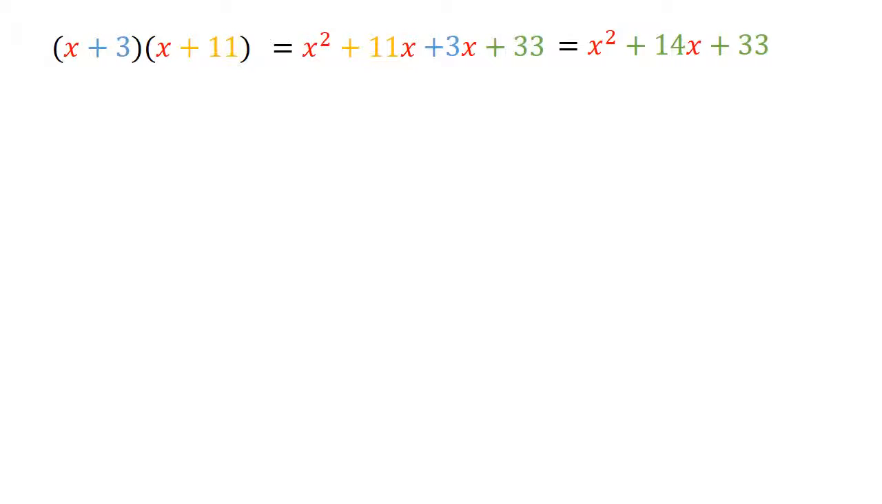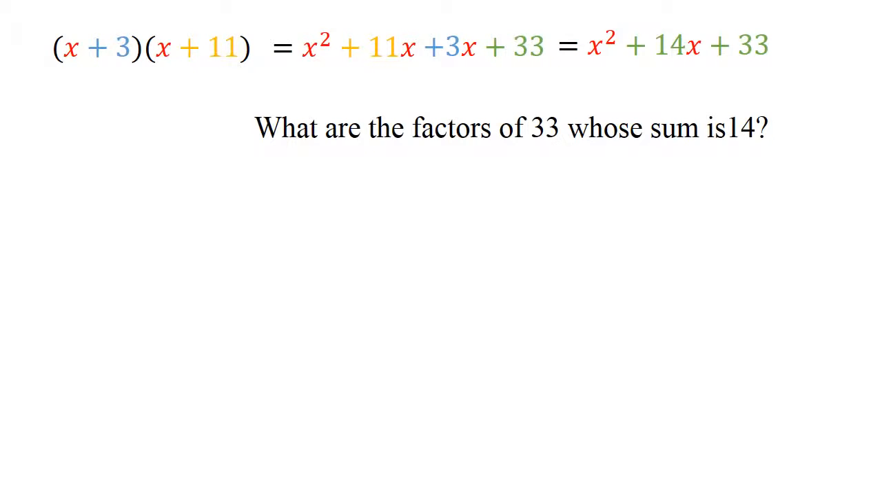So if I was looking at x squared plus 14x plus 33, and I wanted to figure out what those parentheses were, I would ask myself the following question: what are the factors of 33 whose sum is 14? Where does the 33 come from? Well, it's the last term, so that number is formed by multiplication. Now the reason I want the sum is because it's a positive 33. In order for that to happen, both of my two numbers had to be the same sign.